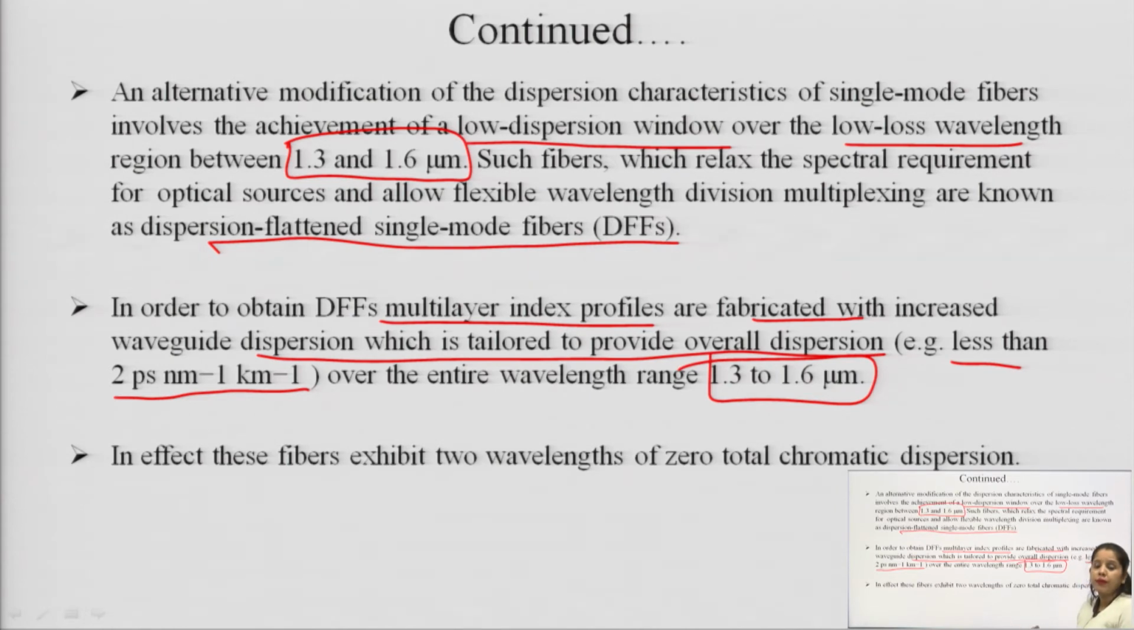So, for dispersion shifted, we have to make a change in the core refractive index and in the wavelength, and for the dispersion flattened, we have to use the multi-layer index profile fibers. In general, this fiber exhibits two wavelengths of zero total chromatic dispersion, and the chromatic dispersion is the only form of dispersion which exists in the single mode fiber.